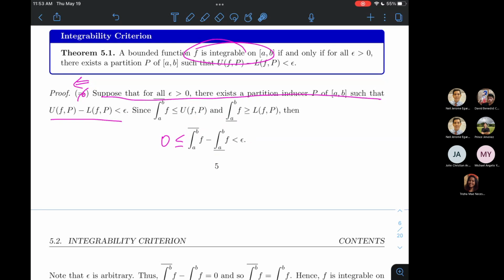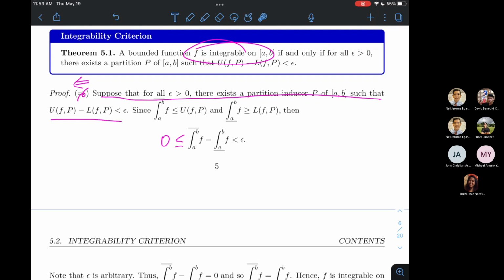Nakalimutan ko yung number, pero tandaan nyo ba yun? Pag meron ka non-negative number na mas maliit sa lahat ng positive epsilons, yung real number na yun dapat ay 0. Wala nang ibang number na mas maliit sa lahat ng positive real numbers except kay 0. Of course, pati yung mga negatives. Pero wala nang non-negative real number na mas maliit sa lahat ng positive real numbers except kay 0.